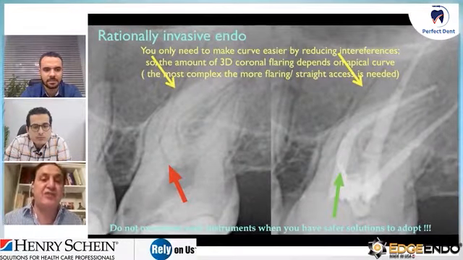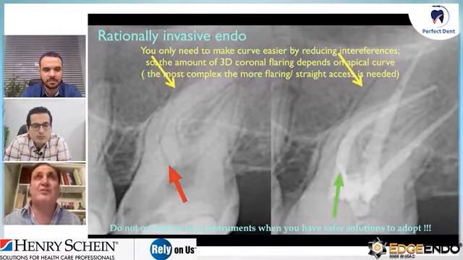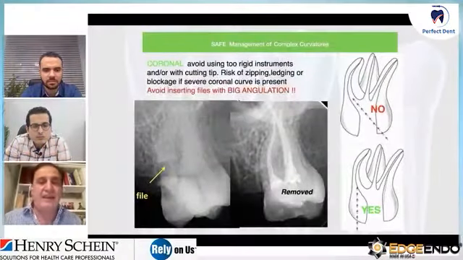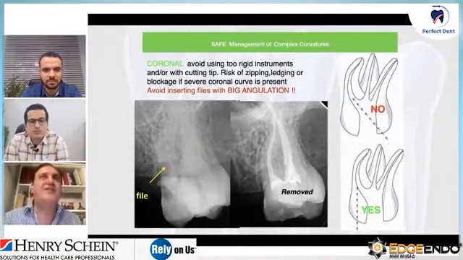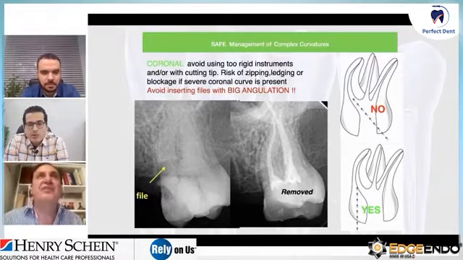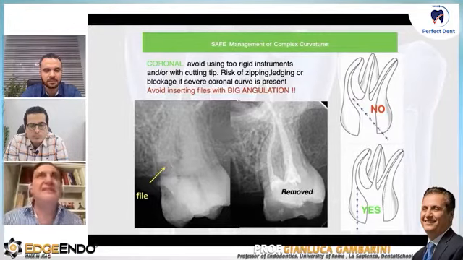This is a very dangerous curvature because it's a long curvature, and if you don't use the right instrument or the right strategy, you may fail here very easily. This is why sometimes you see these weird cases of broken instruments in the coronal and middle part of the canal. It's not an unexpected fracture. It's because we don't understand the anatomy. When we insert files with big angulation, when we create abrupt coronal and middle curvature, it's impossible for the instrument to go and shape the apical part.